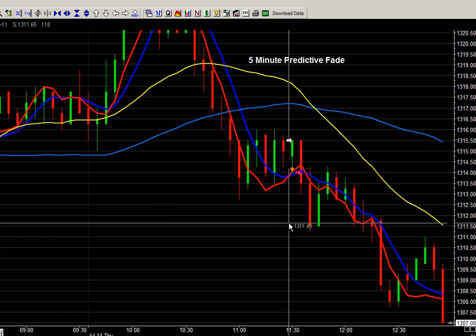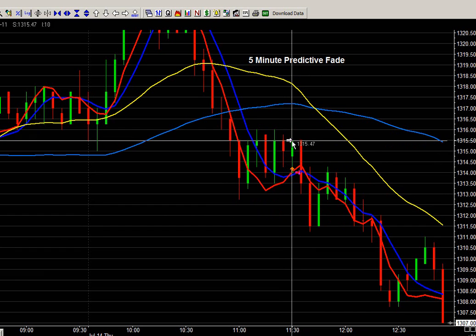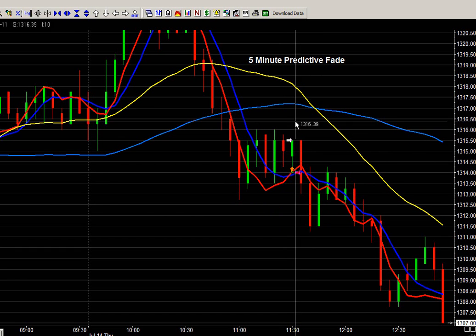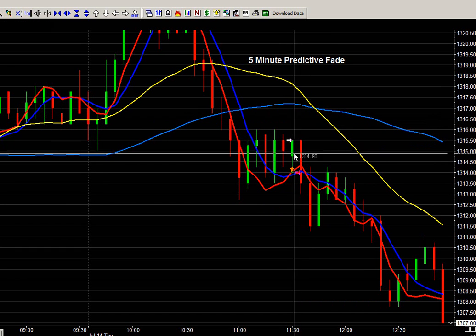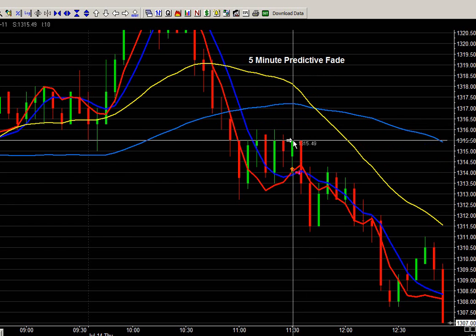Okay, what's the difference between a 5 minute predictive trade and a 5 minute predictive fade? It's quite simple. One, we go with the signal. So in this case, if we were taking a 5 minute trade, we would go long at the end of this 5 minutes, hoping for the market to go up. With a 5 minute fade, when the signal comes up, instead of going with the signal, the 5 minute trade, we go against it. So that's where the fade part comes into it.